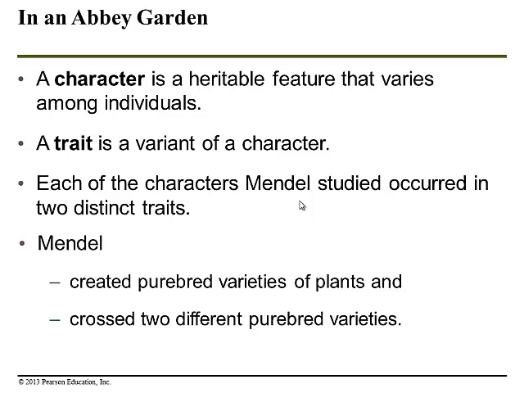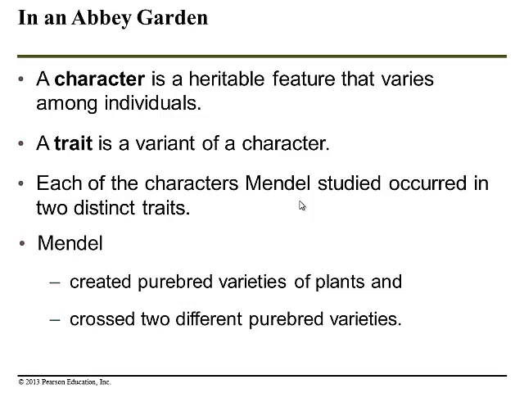So a character is some sort of heritable feature that varies among individuals. Again, he didn't know it was DNA, but he knew we used to call them traits or characters. A trait is a variant of a character. So if I have a plant that has a white flower versus a plant that has a purple flower versus a plant that has a yellow flower, those are different traits. Each of the characters that Mendel studied occurred in two distinct traits.